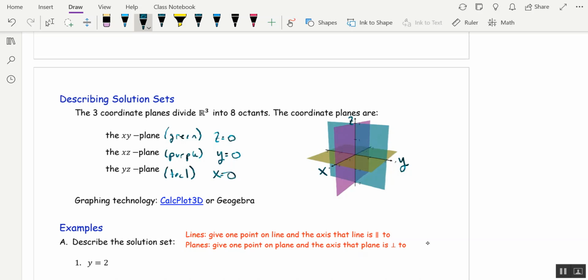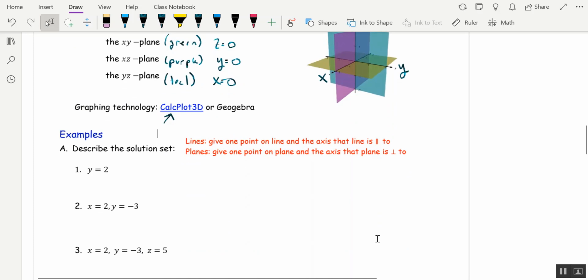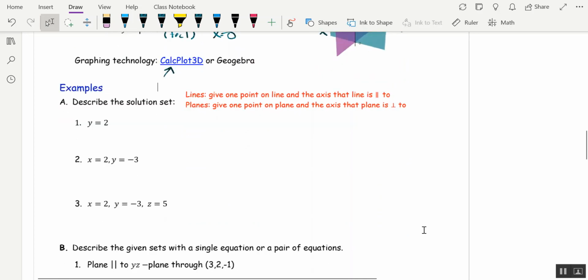And a good way to visualize things in 3D is by using this website, CalcPlot3D. And I'll show you how to use that today. So let's describe some solution sets. And there's a set of rules here. For lines, I want to give 1 point on the line and the axis that the line is parallel to. And for planes, I want to give 1 point on the plane and the axis that the plane is perpendicular to. So this first equation, y equals 2.